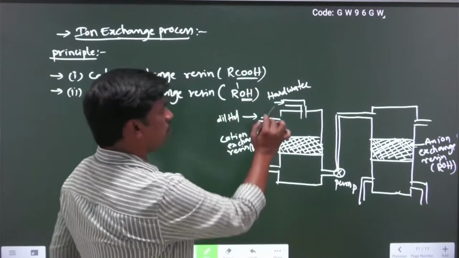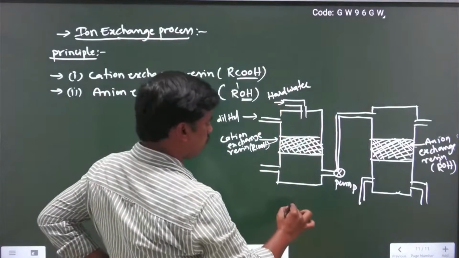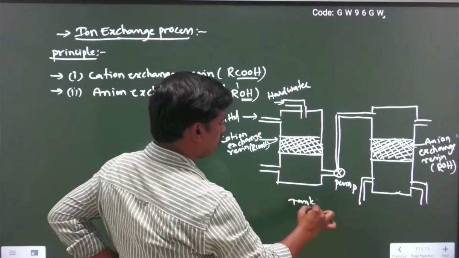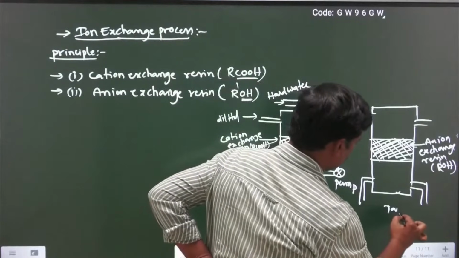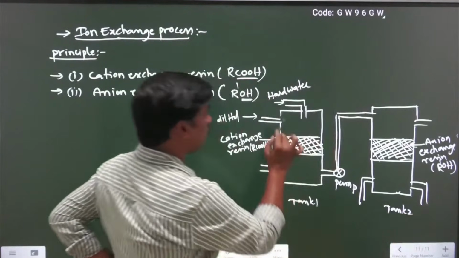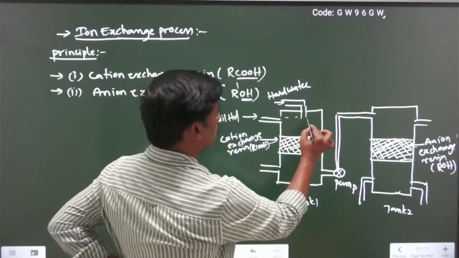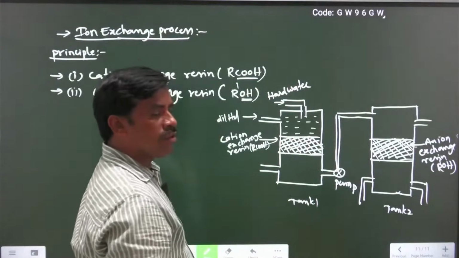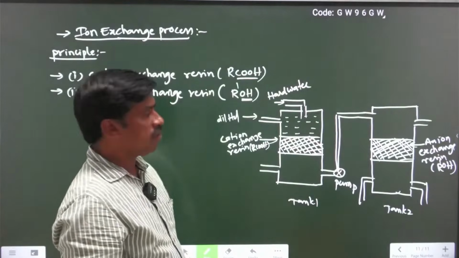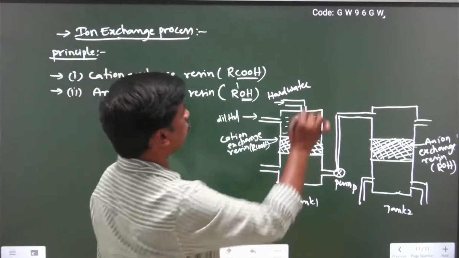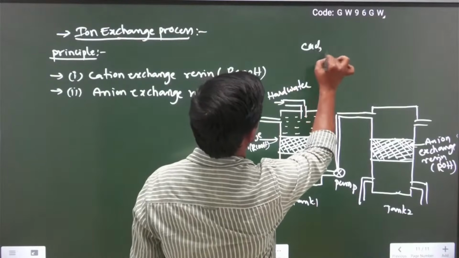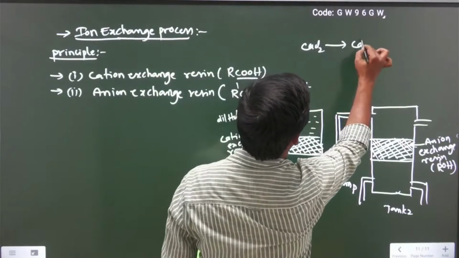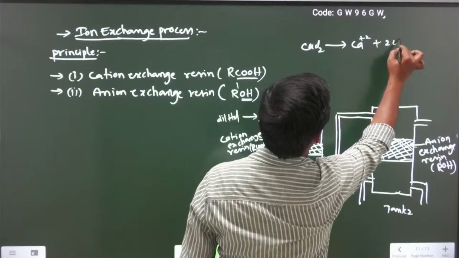Here, very simple. Whenever hard water enters into this one, tank 1, and this one is tank 2. Whenever hard water enters into tank 1, the dissolved calcium and magnesium salts, for example calcium chloride, dissolve in this water, giving cations, calcium plus 2, and 2 Cl minus.